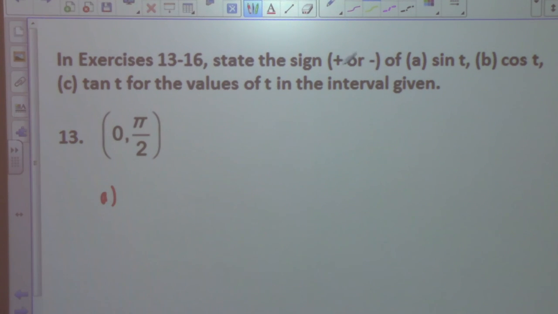State the sign, positive or negative, of sine t, of cosine t, and of tangent t. What's t? T is going to be a variable, like x or theta or something like that. And what does that stand for? Well, the sine of t.